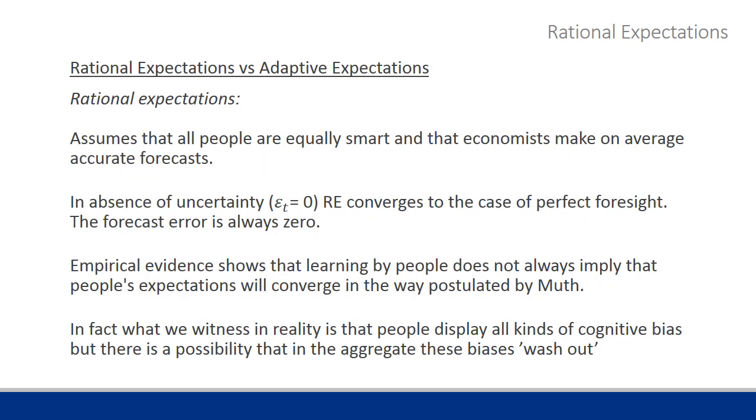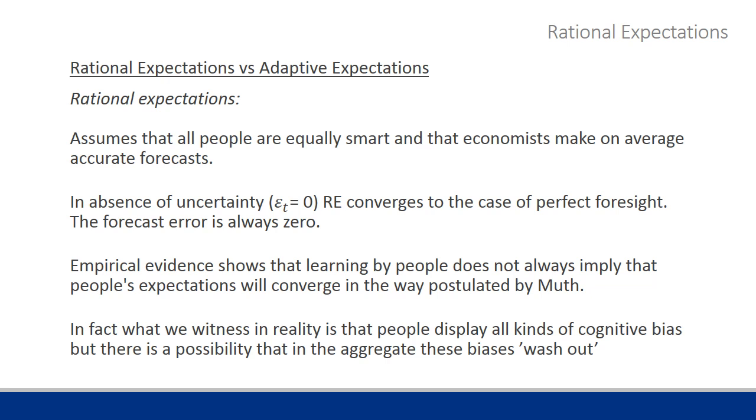For rational expectations, there are some strong assumptions from Muth about how we formulate expectations. I mean, we have to think, does it matter how they are formulated if we are using them? However, Muth assumes that all people are equally smart, that we're all like econometricians, and that we make, on average, accurate forecasts. I mean, I tend to agree with the on average part. In the absence of uncertainty, in other words, when the shock is equal to 0, rational expectations converges to the case of perfect foresight. So if there is no forecast error, we know the future exactly.